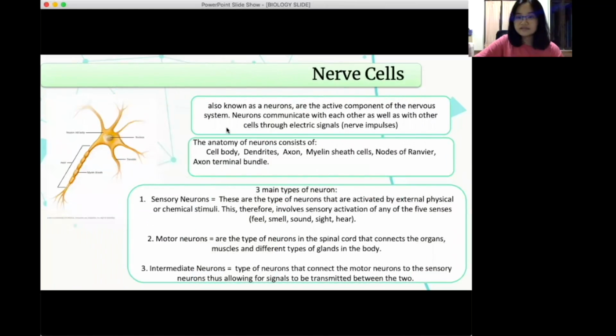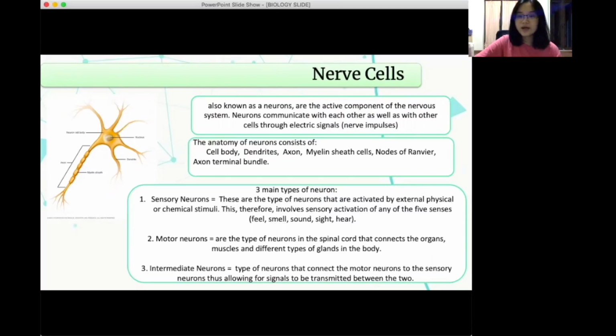Next are the nerve cells. They are also called neurons. The anatomy itself consists of the cell body, dendrites, axon, myelin sheath, nodes of Ranvier, and axon terminal bundle. There are three types of neuron. The first one is sensory neurons. They make us feel, smell, see, and hear, because these are types of neurons that are activated by external physical or chemical stimulation.